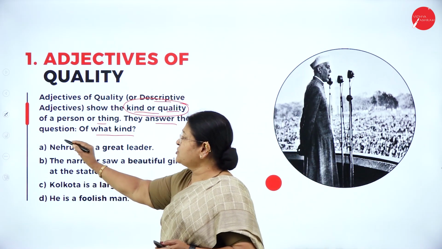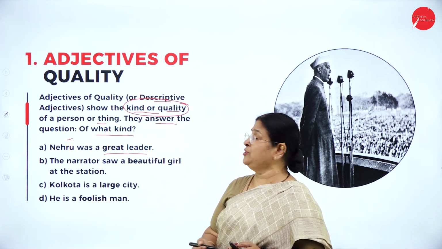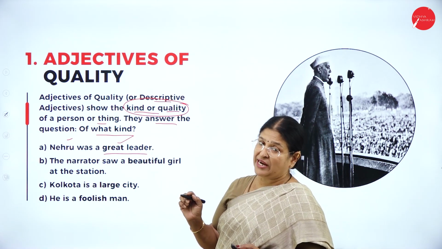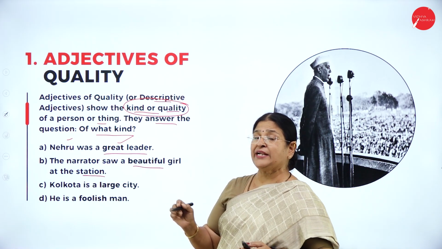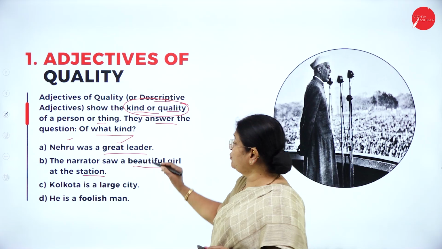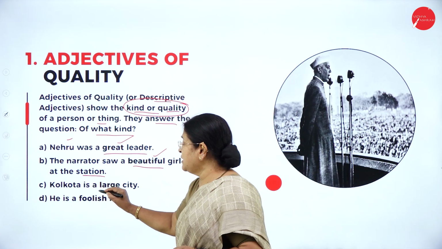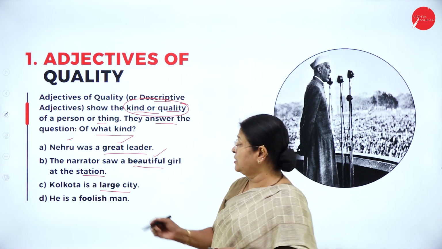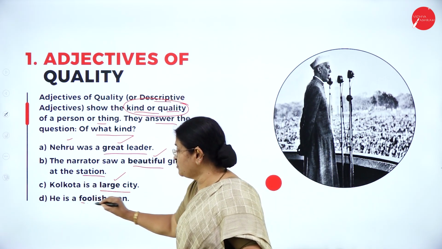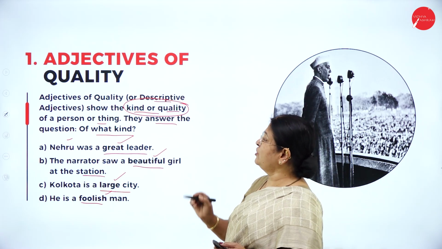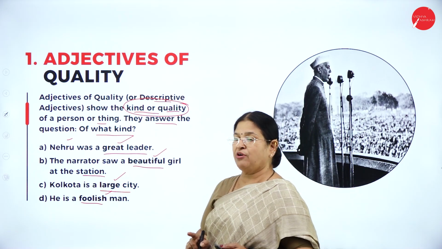For example, the first one: Nehru was a great leader. You pose a question, what kind of a leader was Nehru? Nehru was a great leader. So great is an adjective of quality. The narrator saw a beautiful girl at the station. The narrator saw what type of girl at the station? A beautiful girl at the station. So beautiful is the adjective of quality. Kolkata is a large city. What kind of city is Kolkata? Kolkata is a large city. He is a foolish man. What kind of man is he? He is a foolish man. So foolish is an adjective of quality. Hope you have understood what this adjective of quality, the first kind of adjective, is.